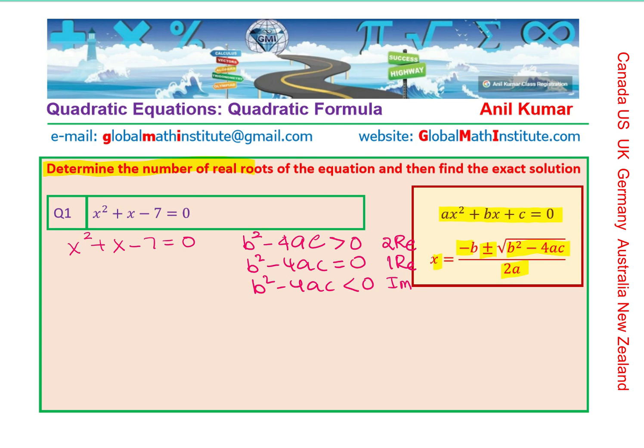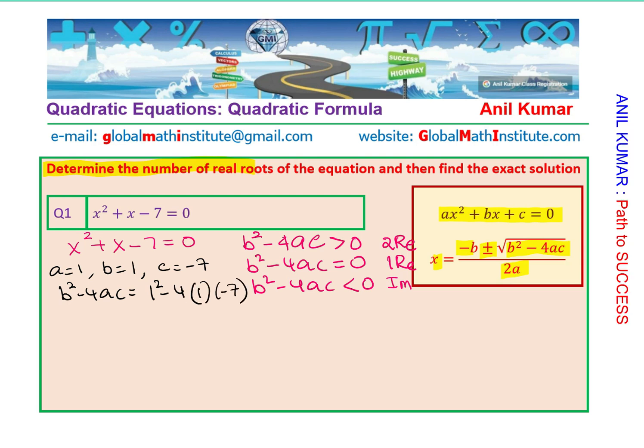Well, a in this case is 1, the coefficient of x squared, b is also 1, and c is minus 7. So b squared minus 4ac in this case is 1 squared minus 4 times 1 times minus 7. As you can see, b squared minus 4ac is 1 plus, because minus 4 times minus 7 is 28, so minus minus becomes plus. So basically it is 29. Now since b squared minus 4ac is 29, which is greater than 0, we expect two real roots. So we have two real roots.